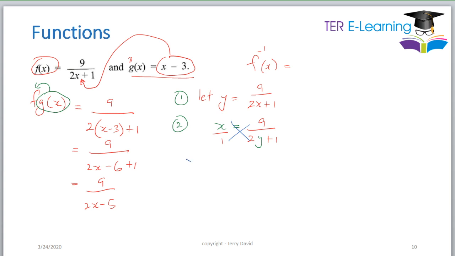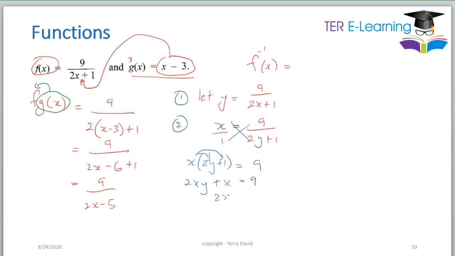So this will become x multiplied by 2y plus 1 is equal to 9, right? Now remember, the objective is to make y the subject of the formula. So I need to remove this bracket here, right? So this becomes 2xy plus x is equal to 9.